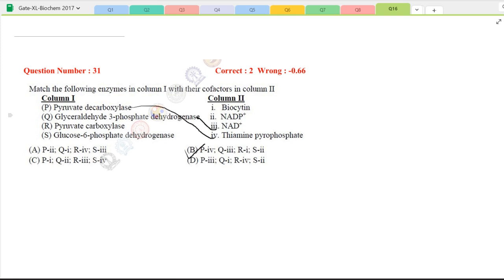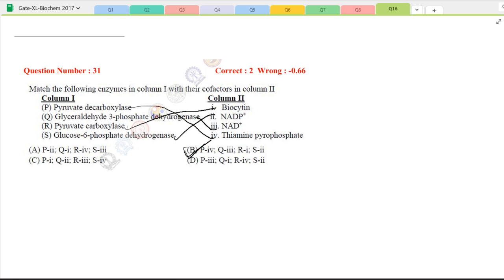If you remember, NAD plus gets converted to NADH. And pyruvate carboxylase, which is R, has biocytin as the cofactor. Yes, that is also true. And the glucose 6-phosphate dehydrogenase has NADP plus as the cofactor. So the correct option here is option B.